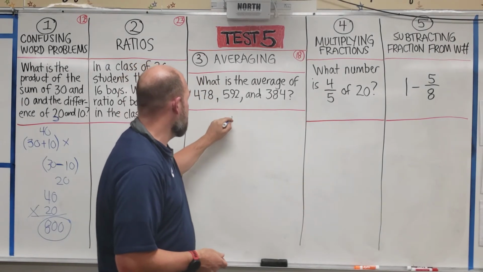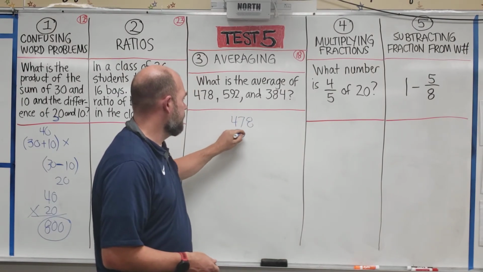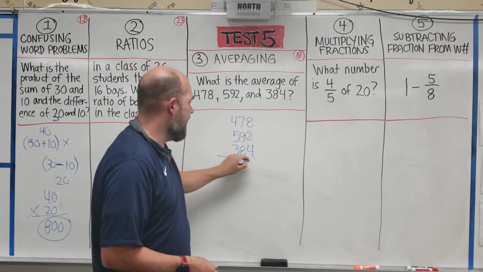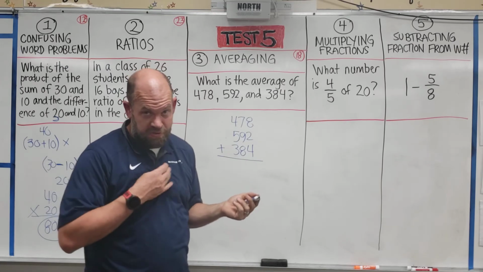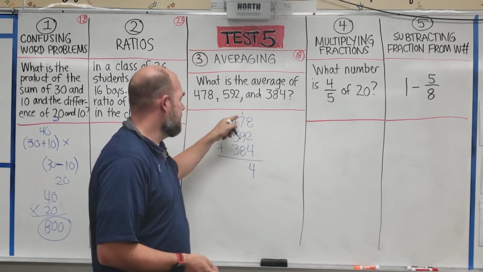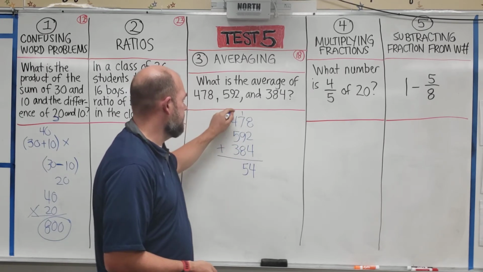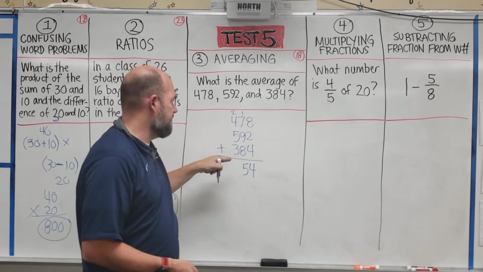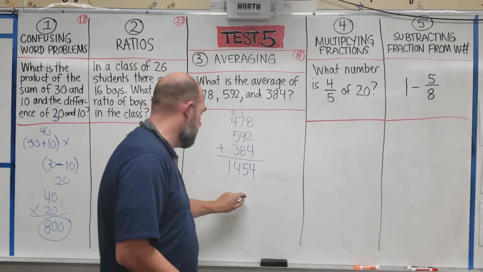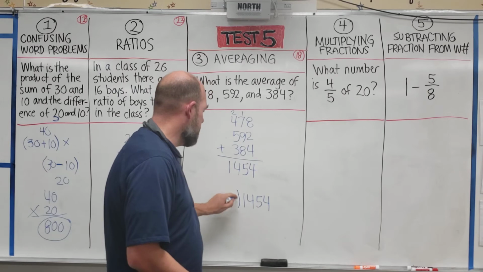So first let's set it up by doing 478 plus 592 plus 384. So we want to add those first, and then we'll divide by 3. 8 plus 2 is 10, plus 4 is 14. We'll carry the 1. 7 plus 1 is 8, plus 9 is 17, plus 8 is 25. Carry the 2. 2 plus 4 is 6, plus 5 is 11, plus 3 is 14. So now we have a number that we can work with, 1454, and we need to divide that by 3.